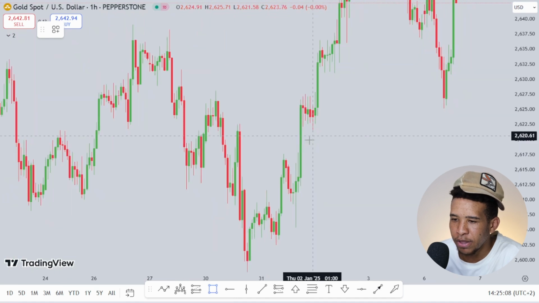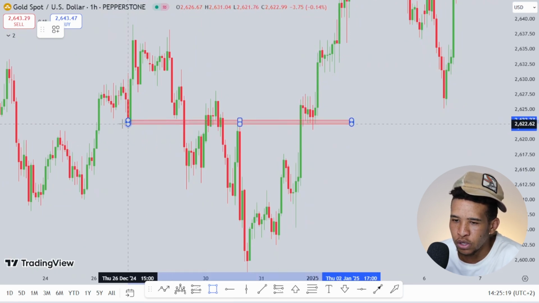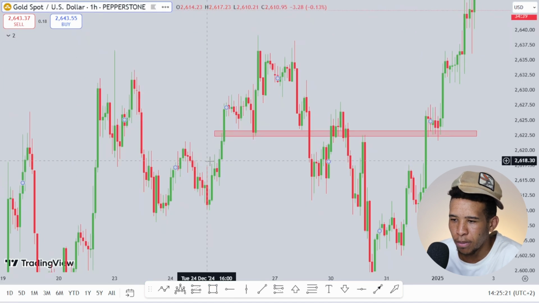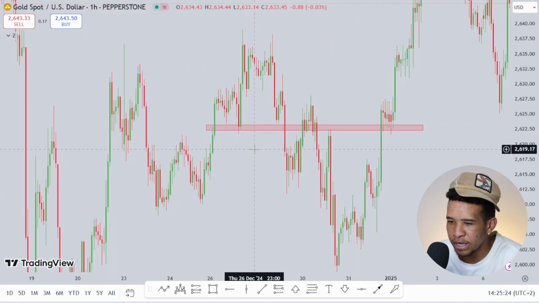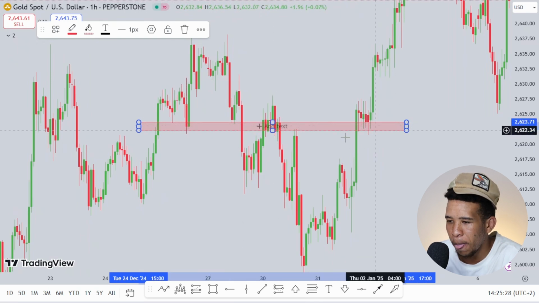So basically the first step would be to mark out your key level, right? And then the secret really is just to look where price has been rejecting and struggling to break through multiple times, two or more times. So in this instance we can see price struggling to break through 1, 2, 3, 4, 5 times.